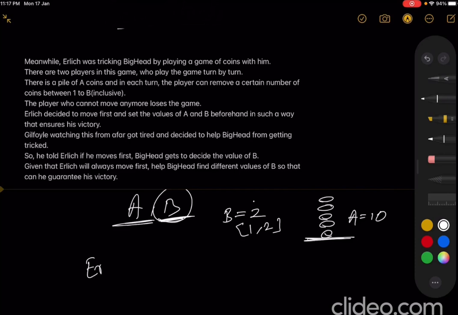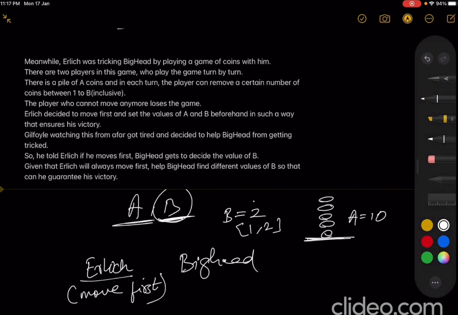So there are two players, Erlich and Big Head. Erlich will move first. What we have to do is set a value of B so that given A coins, Big Head can always win. We have to set such a value of B such that given some value of A, Big Head will always win, or alternatively you can say that Erlich will always lose. So we have to count how many such values of B are possible, and whatever the possible values of B are, we have to also return them.